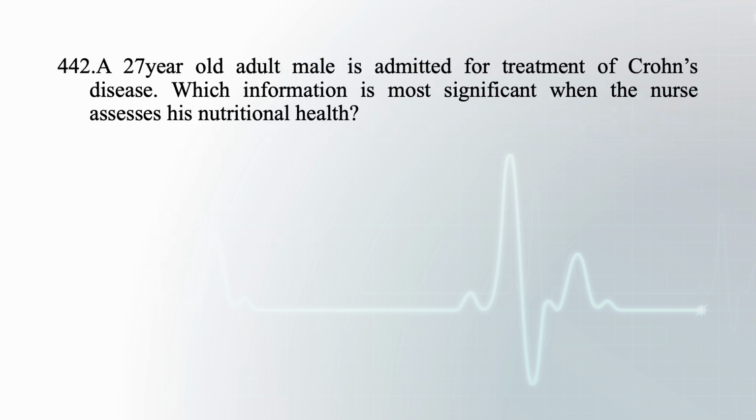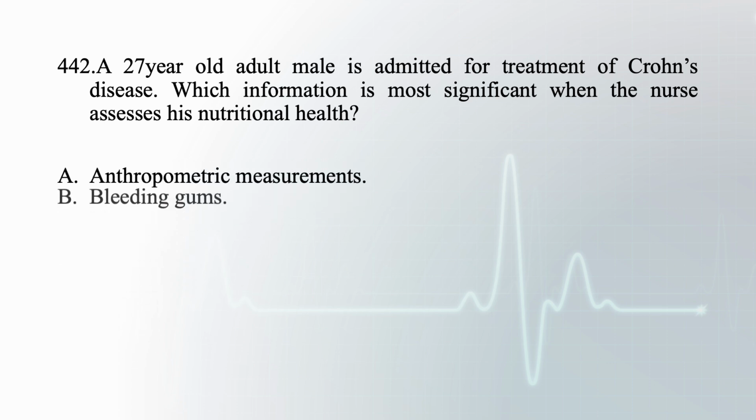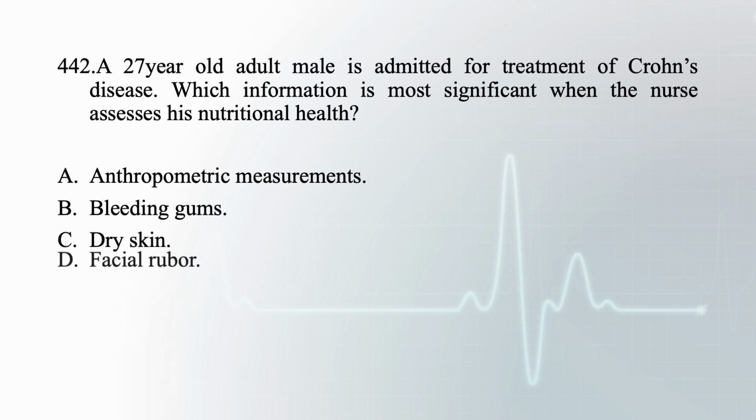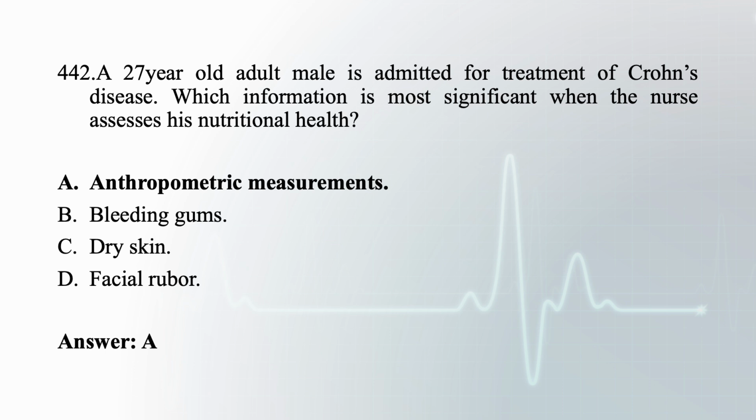Question number 442. A 27-year-old adult male is admitted for treatment of Crohn's disease. Which information is most significant when the nurse assesses his nutritional health? Option A, anthropometric measurements. Option B, bleeding gums. Option C, dry skin. Option D, facial rubor. The correct answer is option A, anthropometric measurements.